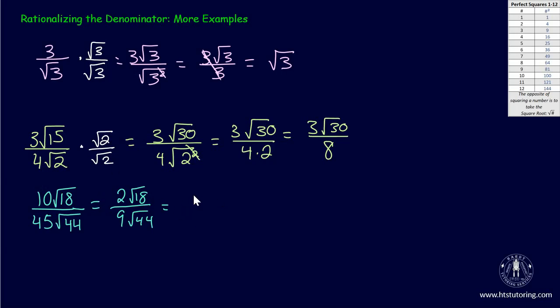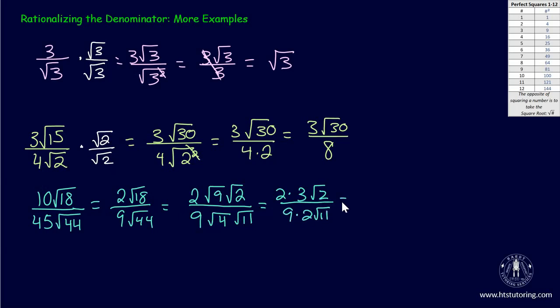So square root of 18, I have, well, 9 goes in 18. So square root of 9 times the square root of 2. And then I have 9 times the square root of, well, 44. Well, that's 4 and 11. And 4 is a perfect square. So now I have 2 times 3, square root 2, over 9 times 2, square root 11. So now I have 6 square root 2 over 18 square root 11.